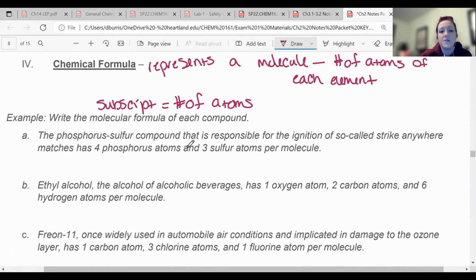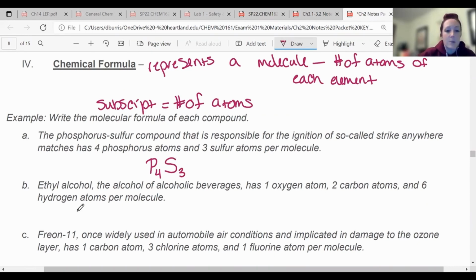It says a phosphorus sulfur compound that is responsible for the ignition of so-called strike anywhere matches has 4 phosphorus atoms. Phosphorus is P, so it would be a little subscript 4, and 3 sulfur atoms, so I would write S and a little 3. It says per molecule. So if they're bonded together, you write them as one word like this: P4S3.